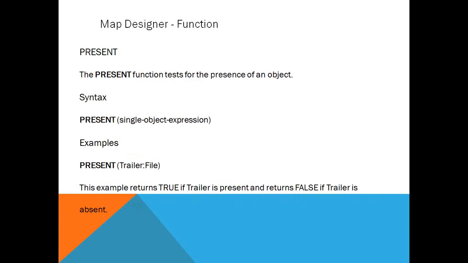Then the present function. Basically, the present function tests whether the object data is present or not. If it is present, it returns true. Otherwise, it returns false. It will check whether the data is present for that item or object. You can give either an item or a group here.